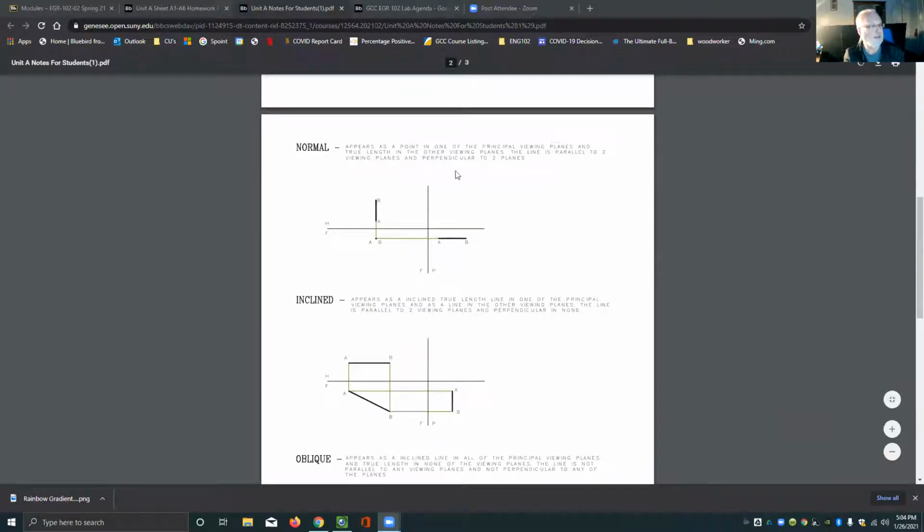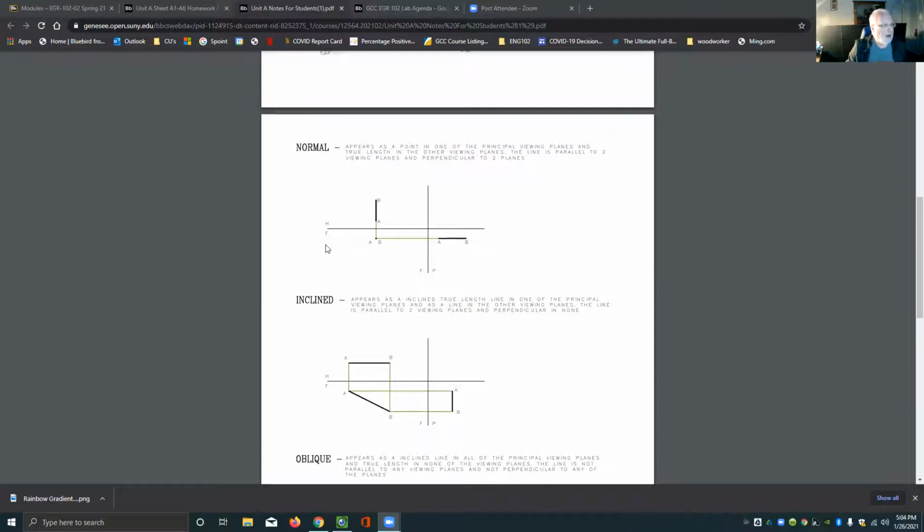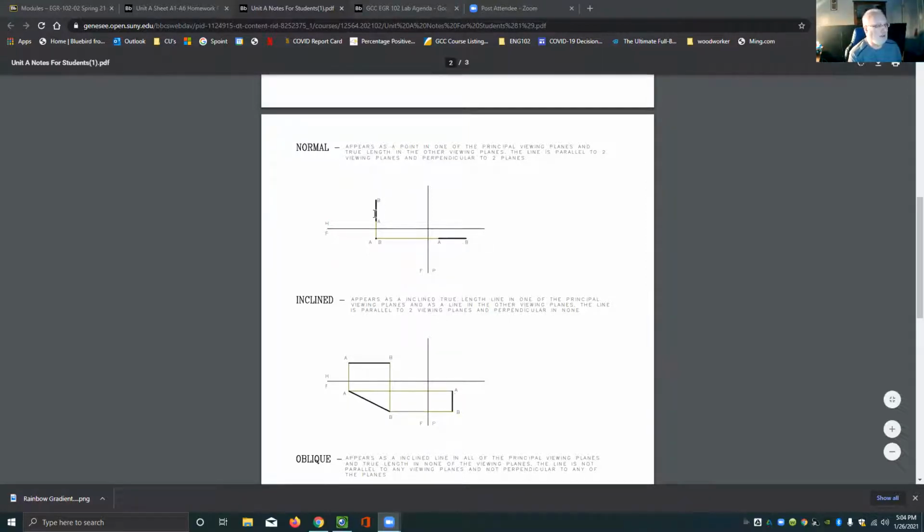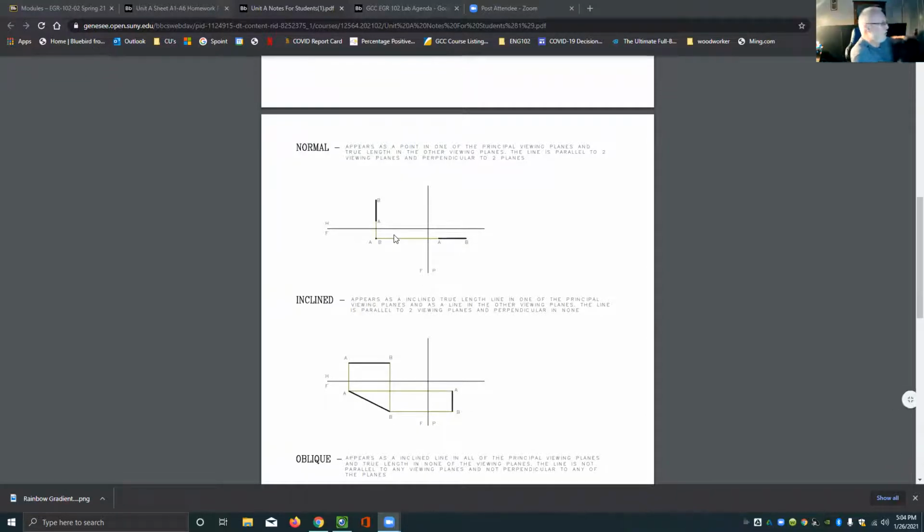So here's the notes. This is one of the pages in your notes for the class today. All right, so here's the normal line. Here's the two lines that you're given. You're given this line and this line here, and you develop this point over here. So those are normal lines, and this is the description that I was just reading through and talking about.